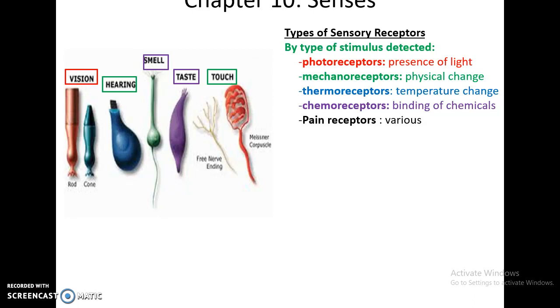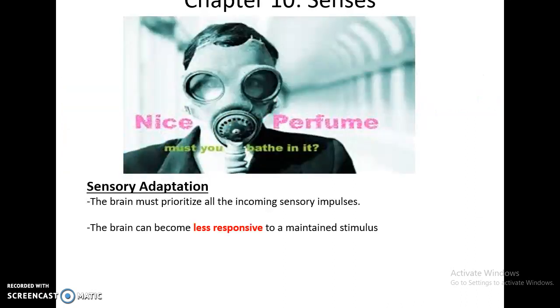The types of receptors out there can be defined by what they detect. So photoreceptors detect light. Mechanoreceptors detect a physical change to the receptor itself. It's somehow being pushed or bent, or otherwise something physical is happening to it. There are thermoreceptors for temperature change, chemoreceptors for different chemicals, especially say chemicals in the composition of the blood, and of course pain receptors, which can detect many different kinds of stimuli.